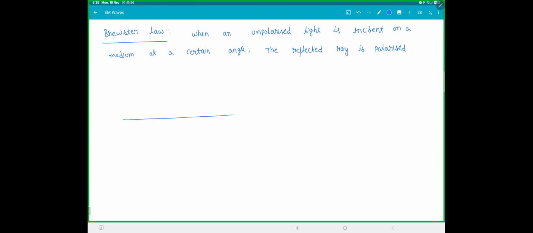So let's say we have an interface. Take this as vacuum, and this is mu. This is your normal. When you send a light ray, you always get a reflected ray and you also get a refracted ray. Unless there's a TIR, you'll always get a refracted ray and a reflected ray. This is unpolarized incident light. Again, what is unpolarized? You have electric field in all directions.